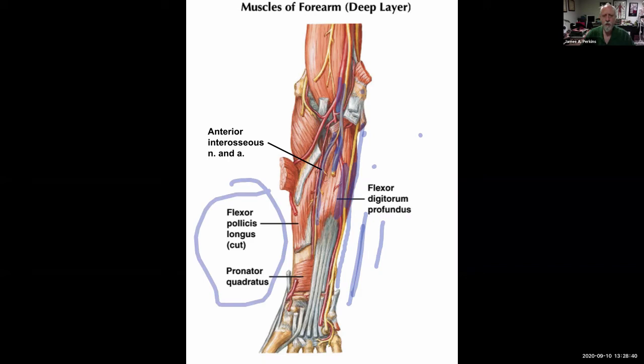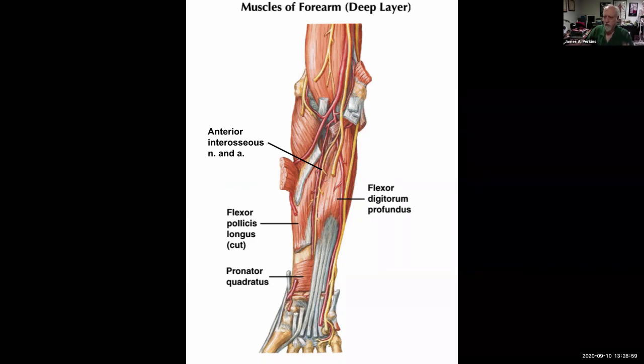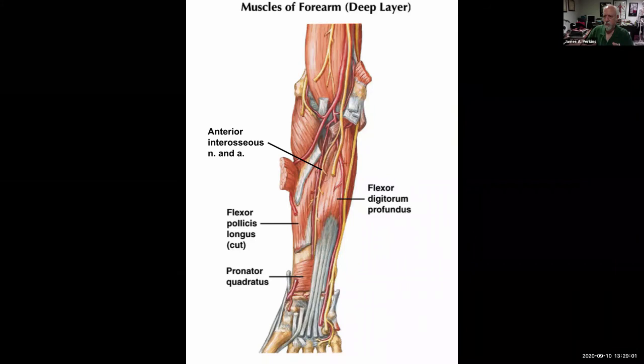But I'll tell you right now, if I ask you a question about innervation of these muscles, I'm not going to expect you to be real specific and say, oh, pronator quadratus is innervated by the anterior interosseous branch of the median nerve. Just as long as you know it's innervated either directly by the median nerve or by one of the branches of the median nerve, that's all I expect.